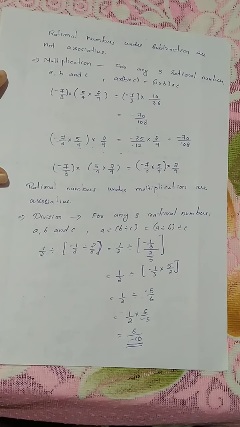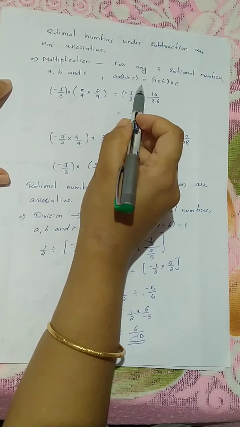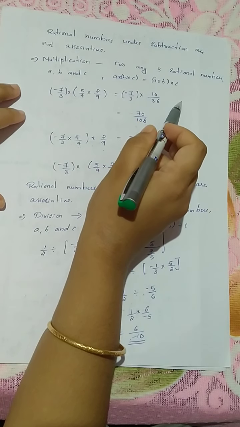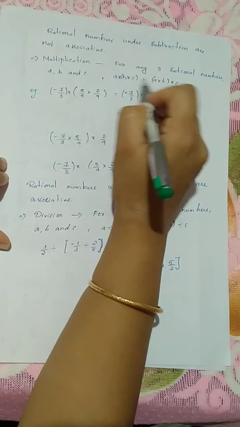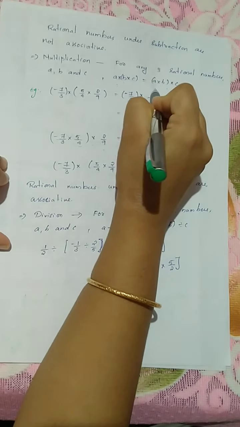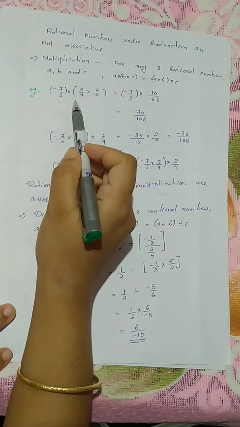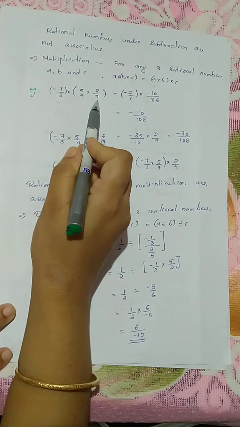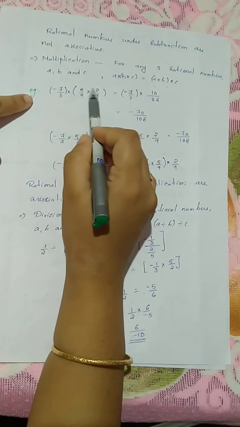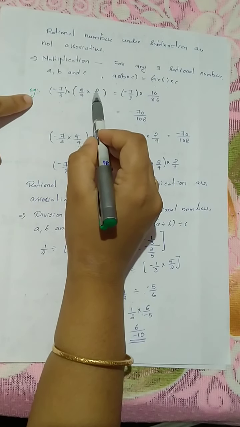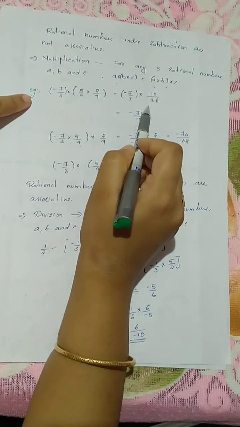For any three rational numbers a, b and c, (a × b) × c is equal to a × (b × c). For example, we want to show that the solution of the left side and right side are equal. So for example, minus 7 by 3 into 5 by 4 into 2 by 9 equals minus 7 by 3 into, first we are multiplying the terms in the bracket, 5 by 4 into 2 by 9, 5 into 2 is 10, 4 into 9 is 36, 10 by 36.